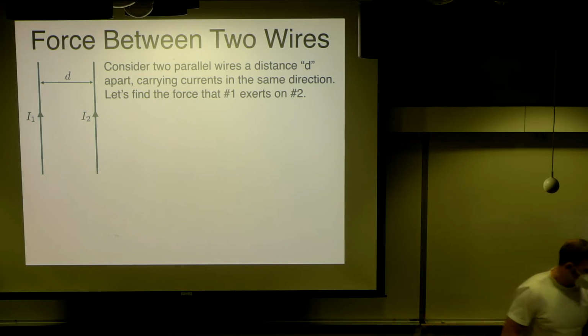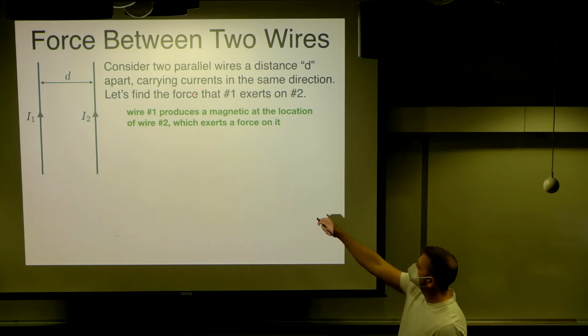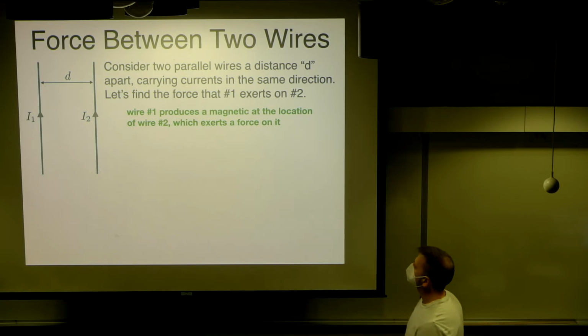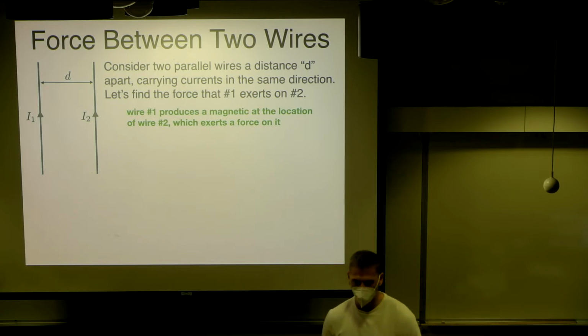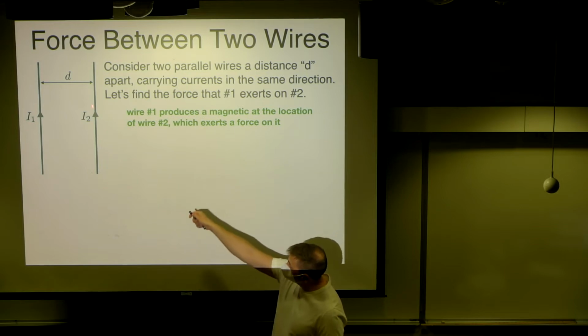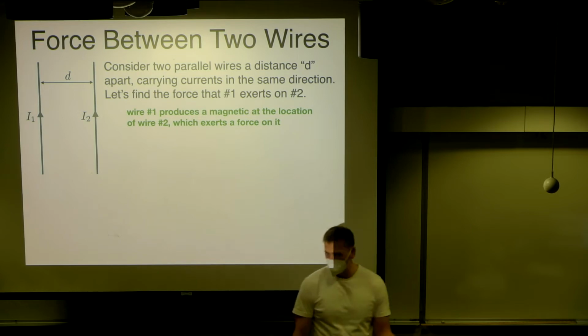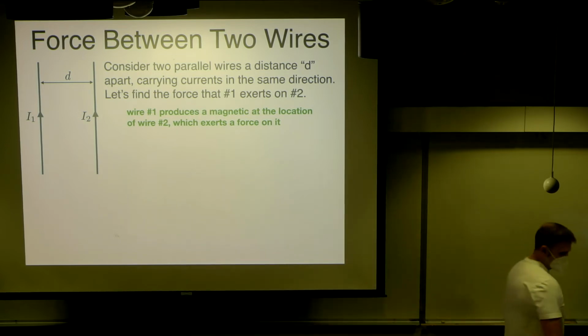That's what we want to do. In order to do that, we're going to have to figure out what is the magnetic field. Okay? So again, the goal is to find the force that number 1 is exerting on number 2. In order to do that, we need to understand the magnetic field that number 1 produces, okay? In other words, number 1 is producing a magnetic field at the location of this wire, and that's what exerts a force on it, okay? We know if there's a magnetic field, it's going to exert a force. So let's find that magnetic field as our starting point.